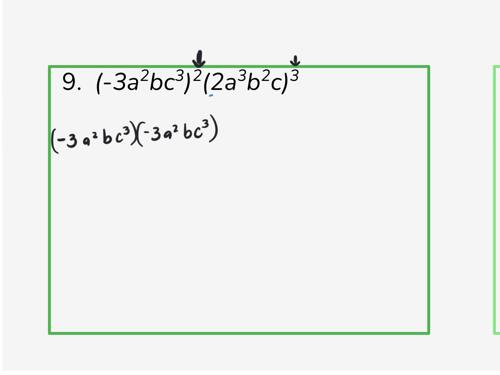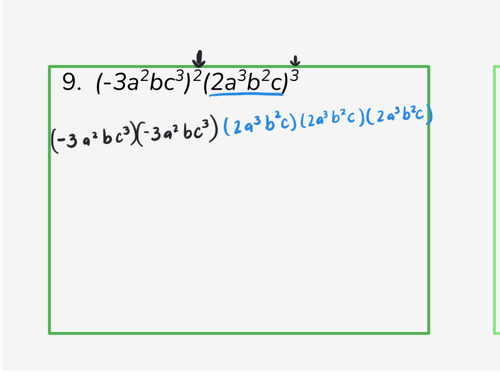Okay, so I'm going to do this one, and because of that 3, I'm going to write this one 3 times. So the first thing is going to be 2a cubed b squared c, and then I'm just going to do it 2 more times for a total of 3. So 2a cubed b squared c, and one more time, 2a cubed b squared c. Okay, so now we have all of them.